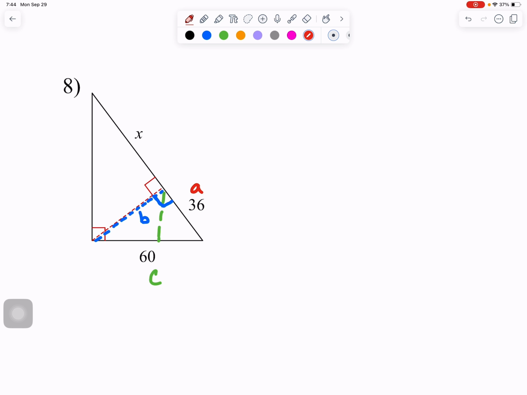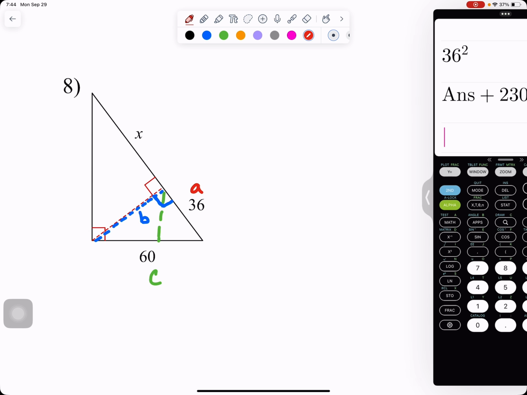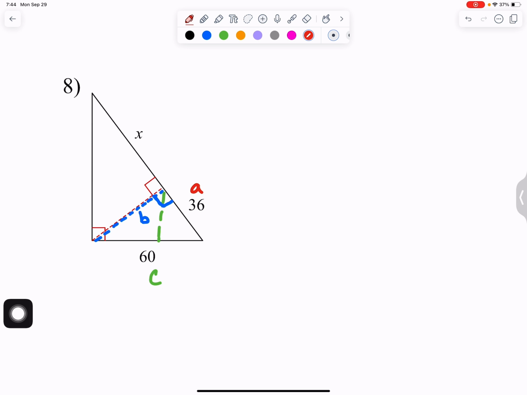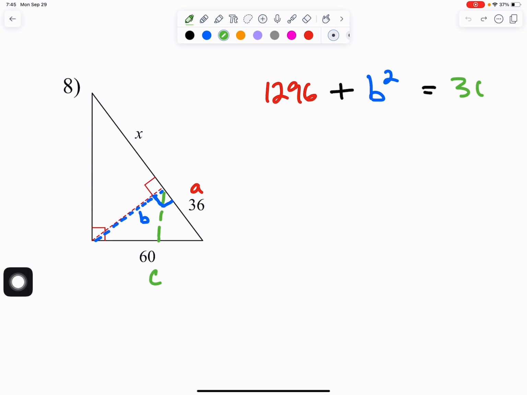All right, so we'll do A squared plus B squared equals C squared. All right, we know our A is what? 36, and if we square that 36, we get 1296. Thankfully, it's still up there for us. So that's our A squared plus our B squared, but we don't know what B is, so we'll just leave it as B squared equals C squared. Well, C is 60, and if we square that, we get 3600. Sorry about my writing there.